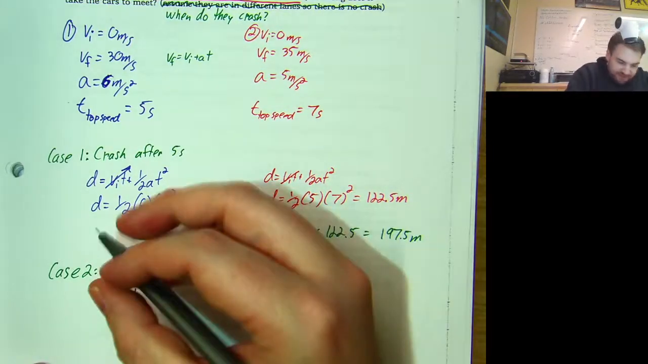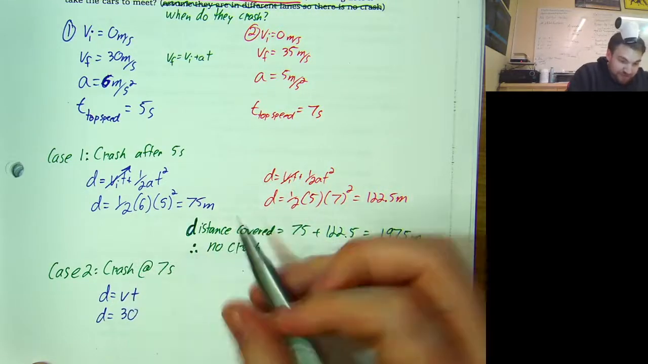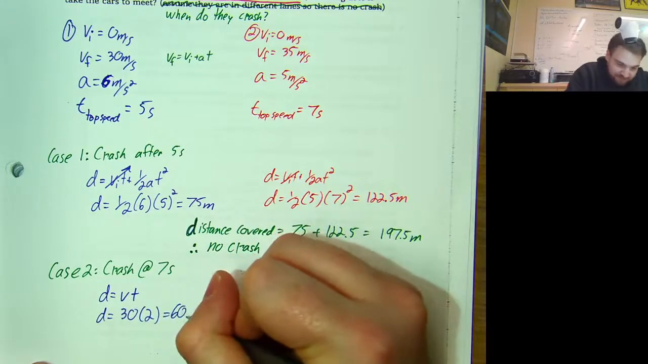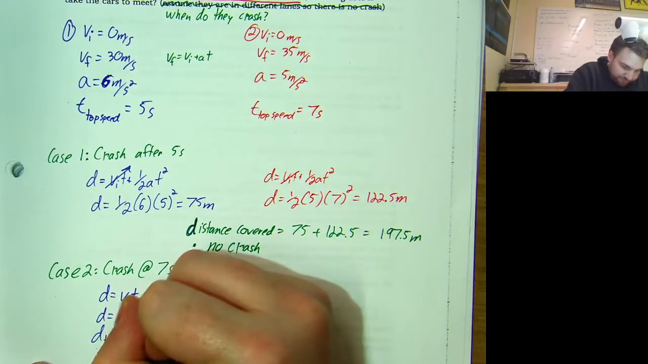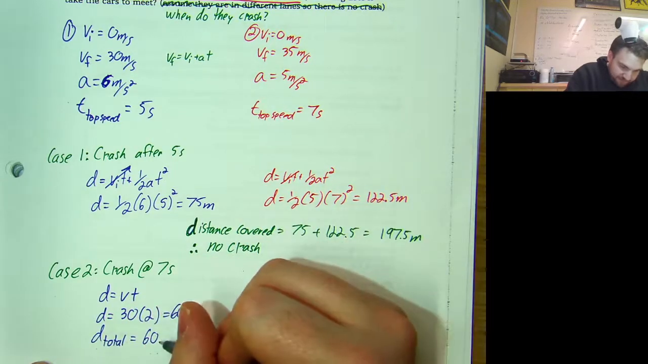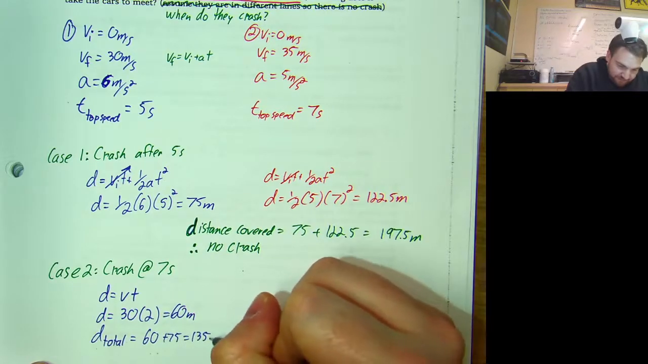So we're going to use d equals vt. That's 2 more seconds that have passed, so we know he's topped out at 30 meters per second, times 2 seconds is 60 meters. So we know that d total is 60 meters plus 75 meters, that's 135 meters.